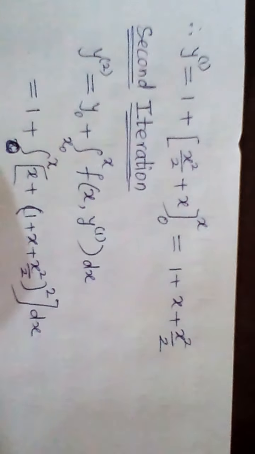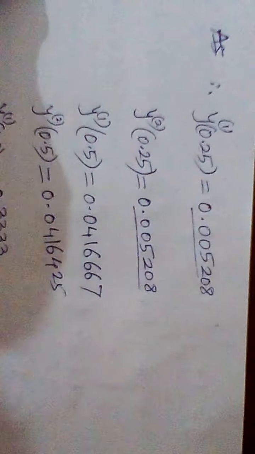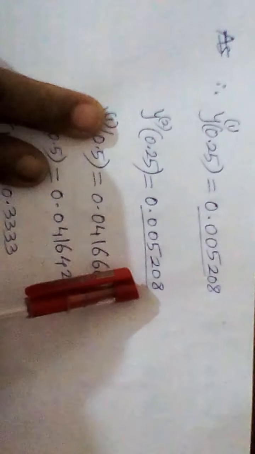Now let us calculate the values. y1 at 0.25, you can see the calculation gives you 0.005208. And if you go for the second approximation, there is no difference. As far as 6 digits are concerned, values are coinciding.